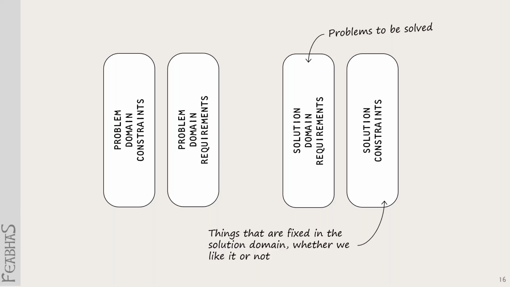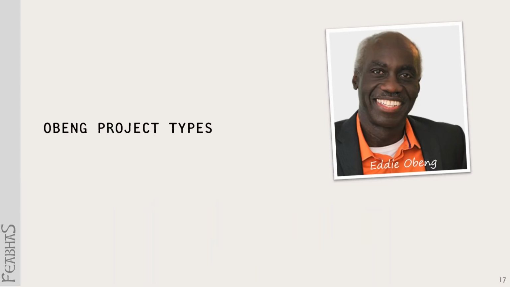We'll revisit those in a bit because I want to tie this domain model with the idea of ignorance as well a bit later. But before we do that, I want to talk about a completely separate topic, but you'll see related, something called the Obeng project types. This was a framework developed by Eddie Obeng of the Henley Business School.